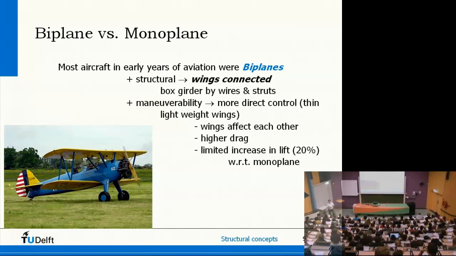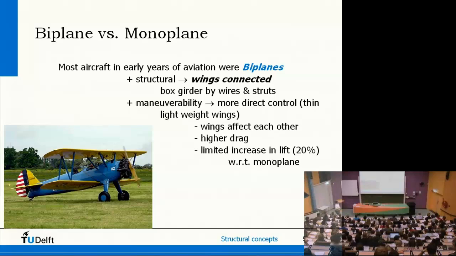Biplanes use struts to support the wings. They can support each other in order to get sufficient strength as well as sufficient stiffness. So you have these advantages. Also the maneuverability of these planes is usually better.